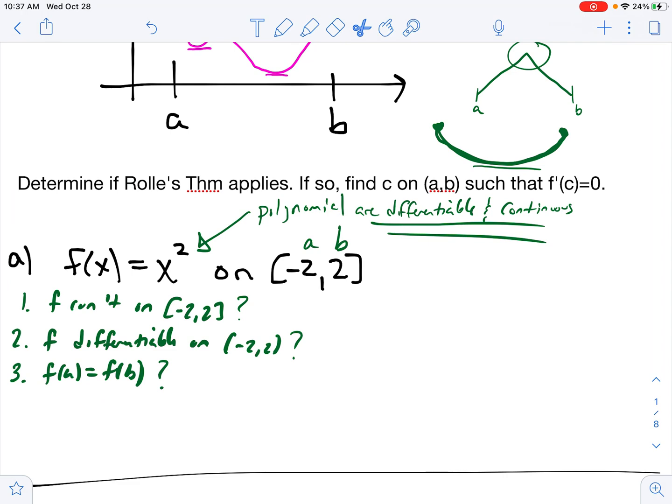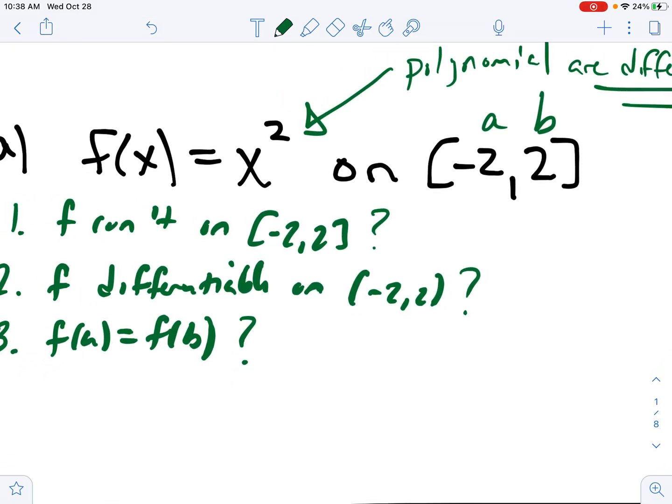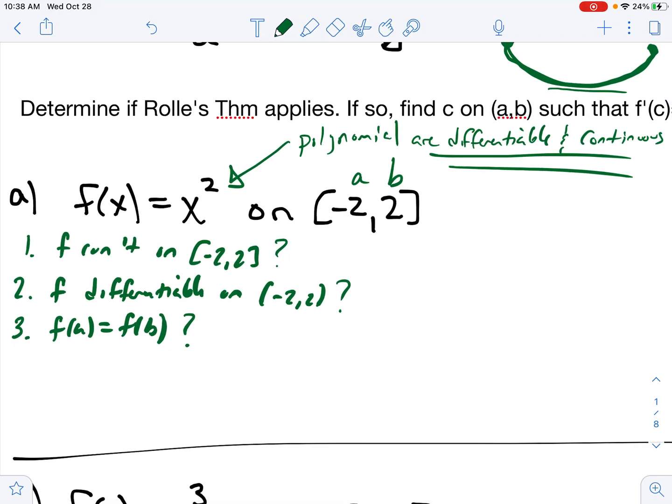And polynomials are differentiable and continuous. They don't have any sharp corners. They're smooth flowing, and they don't have any holes or asymptotes, so they're continuous. The point of all that is to say, when we have to determine if Rolle's theorem applies and we have a polynomial, we're good to go. Look, f is continuous. Yes. f is differentiable. Yes. There are no sharp corners. We're good to go. We could sketch a little graph of it as evidence if we wanted to.